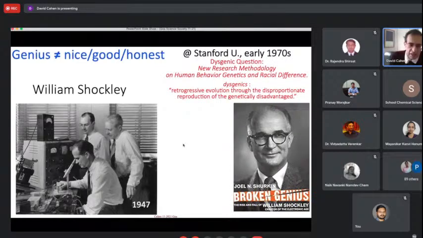Shockley, after failing in business, if you could call it that, went to Stanford University as a distinguished professor. And when I was there at Stanford, he was teaching a course which was called the Dysgenic Question, New Research Methodology on Human Behavior, Genetics, and Racial Difference. And what is dysgenics? It's retrogressive evolution through the disproportionate reproduction of the genetically disadvantaged.